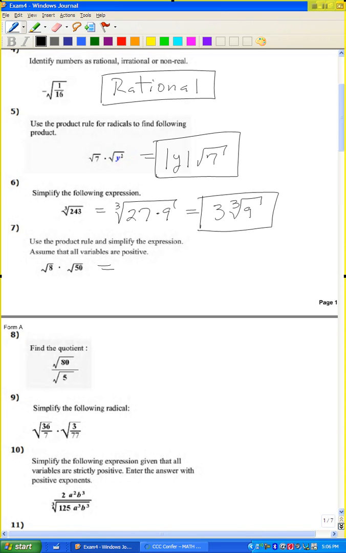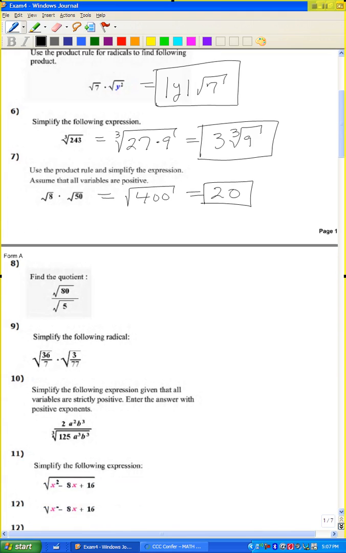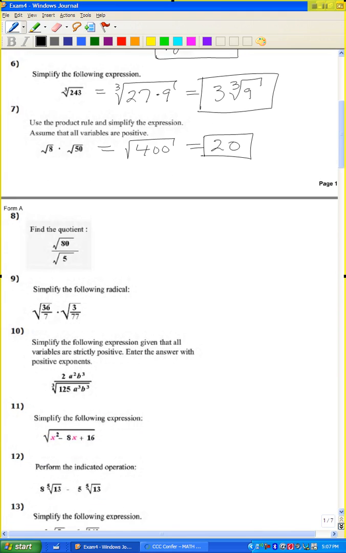Square root of 8 times square root of 50. Well, 8 times 50 is 400. The square root of 400 is 20. And that is your answer. Let me do problem number 8. And so the square root of 80 divided by 5. Well, 80 divided by 5 is 16. And the square root of 16 is 4.